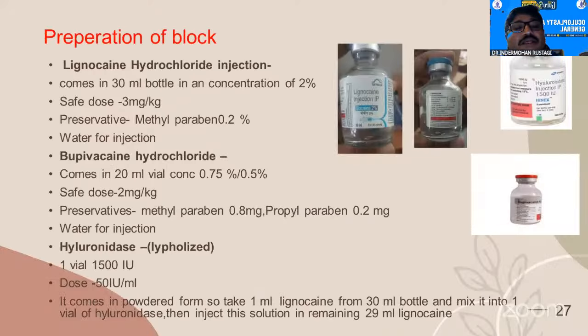So how is it prepared? There are 3 agents. We prepare the block with lidocaine, which comes in a 30 ml bottle, and the dose is 3 mg per kg, and it has methylparaben as the preservative. Then bupivacaine, which comes in a 20 ml vial, again with the preservative methylparaben. Then hyaluronidase, the vial is 1500 international units, and the dose is 50 international units per ml. So the powdered hyaluronidase is made up with 1 ml lignocaine put into it, and then the solution is taken out from this hyaluronidase and mixed with the bupivacaine and the lidocaine.